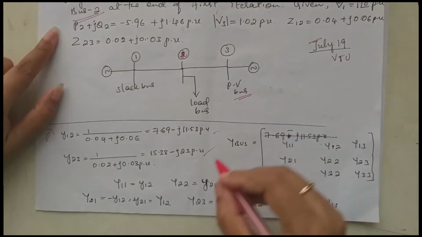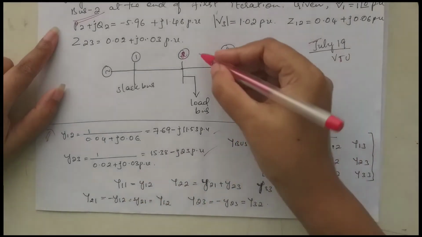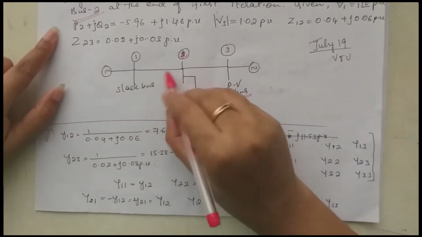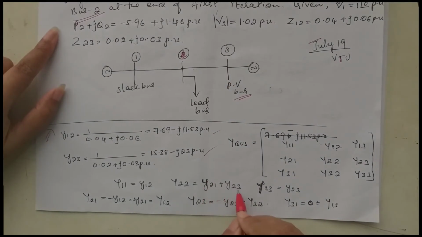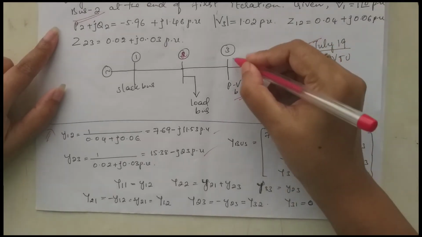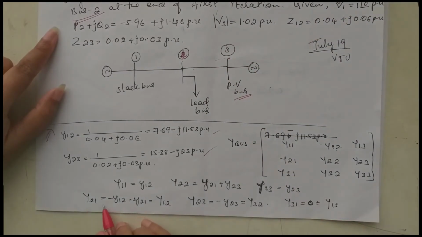Only 1-2 is connected, so Y11 is equal to Y12. Y22 is equal to, for the second node, 2 lines are connected, 1-2 as well as 2-3, so Y12 plus Y23. Y33 is equal to Y23, because for the third bus only one line is connected, that is Y23. Similarly Y21 is equal to minus Y12, and Y23 is equal to minus Y23, equal to Y32. Y31 is equal to 0 because the first bus is not connected to the third bus.